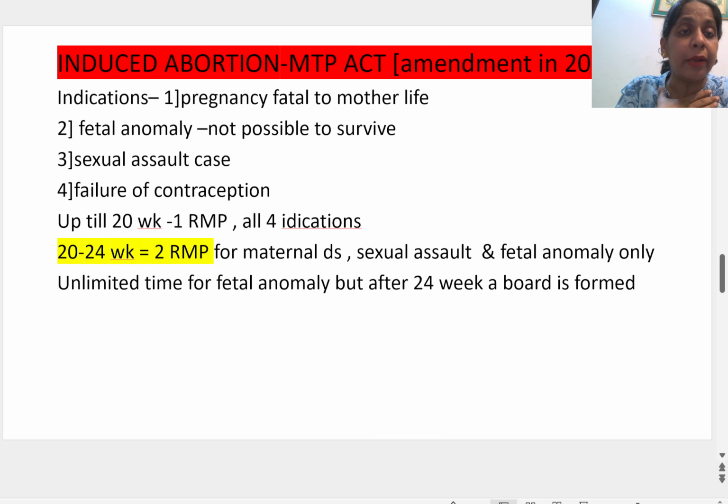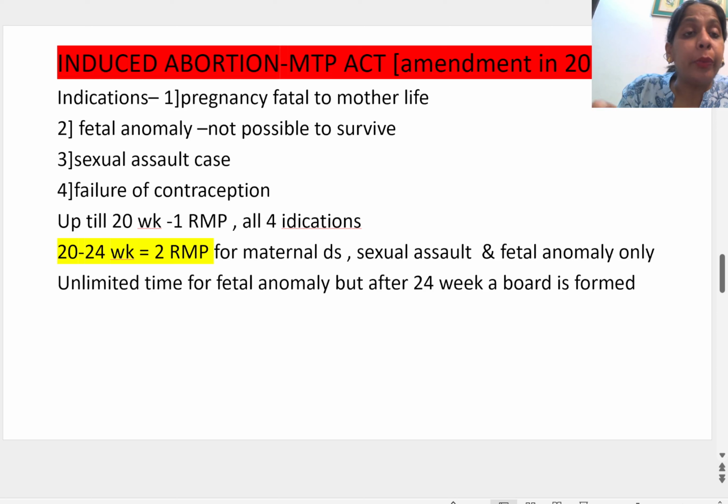If I want my fetus to be aborted, then it should come under the 4 indications, and only then can I abort. First indication is if due to the pregnancy the mother's life is in danger, and the second is if due to any anomaly the fetus cannot survive after birth. Third is a sexual assault case. Number 4 is failure of contraception. Now, as it has been amended, I'm not telling you the earlier condition.